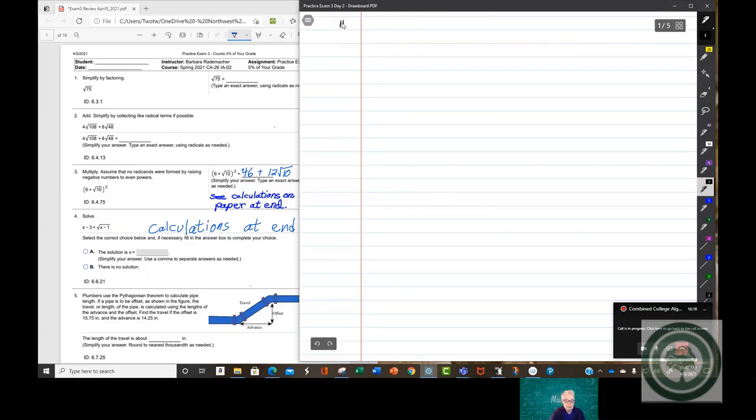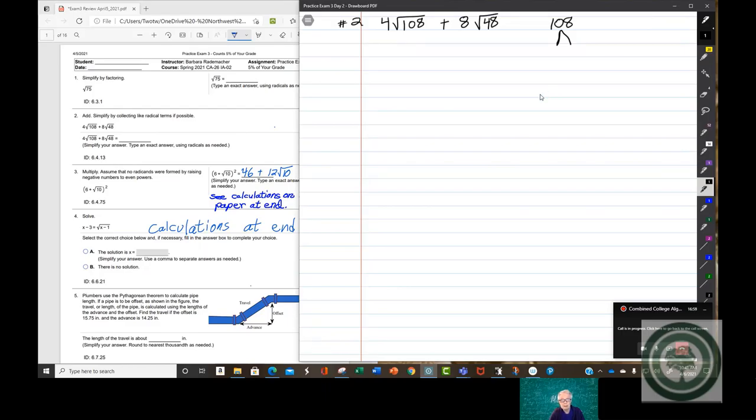On the other hand, number two is not that easy. We've got 4 times the square root of 108 plus 8 times the square root of 48. Now, I honestly do know how to break down 48, but I don't really know how to break down 108. So this is going to be an adventure.